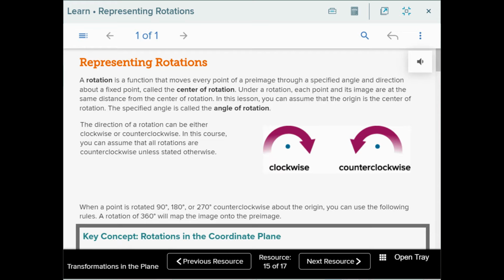We are going to be talking about rotations. On Friday, we learned about translations. We may have talked about rotations a little bit, but either way, here is a video explaining how rotations work in the coordinate plane.